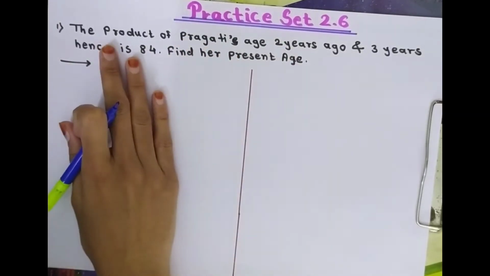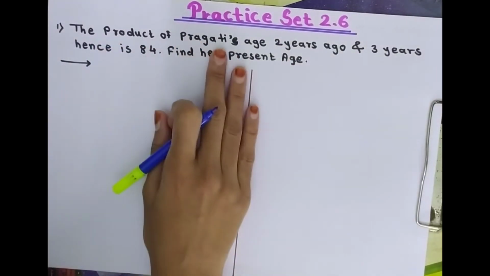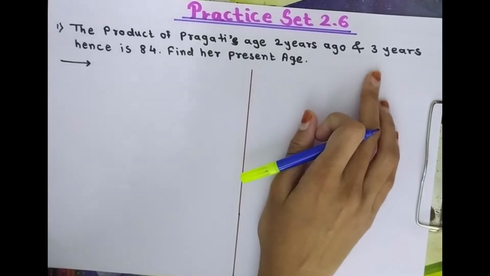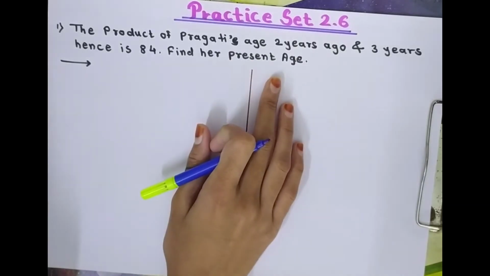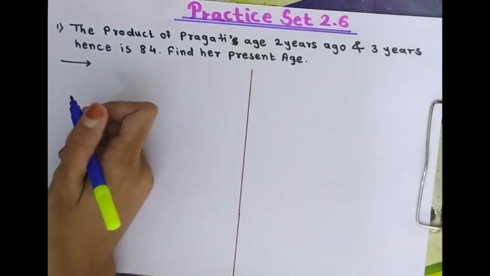Practice set 2.6, question number 1. The product of Pragati's age 2 years ago and 3 years hence is 84. Find her present age. So, her present age what?